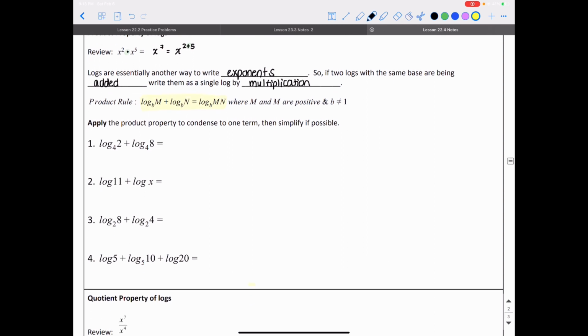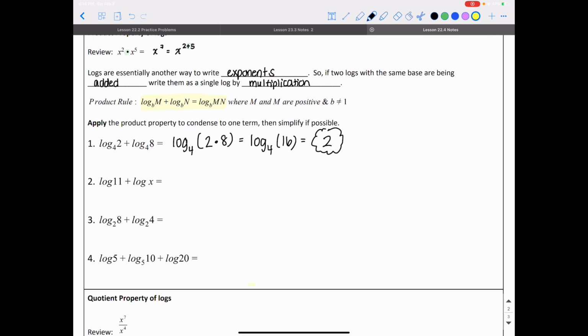I want to apply the product property to these examples. This is expanded form. I want to condense it. I want to get it into one single logarithm. They have the same base, so I can do that. I can use this formula here. I'm doing log base 4 of 2 plus log base 4 of 8 is log base 4 of 2 times 8. That's log base 4 of 16. And if I can evaluate that, I'm asking myself, what do I have to raise 4 to get 16? And that is the second power, so the answer is 2.